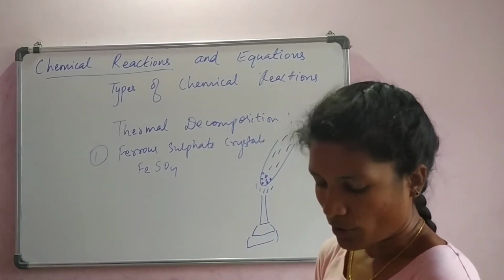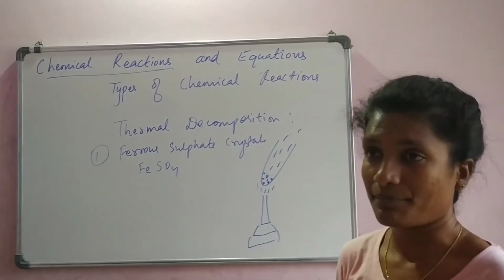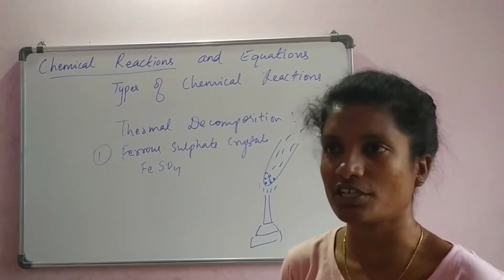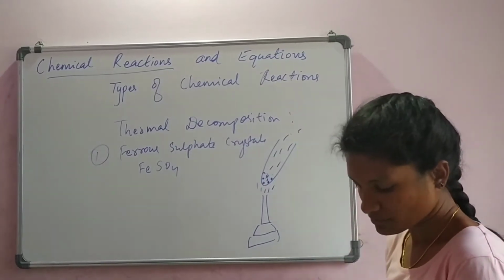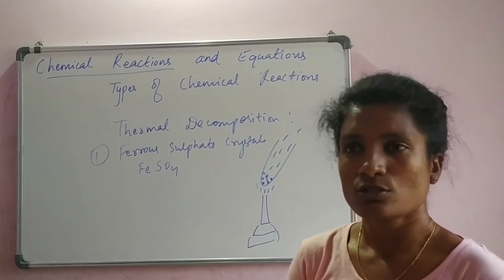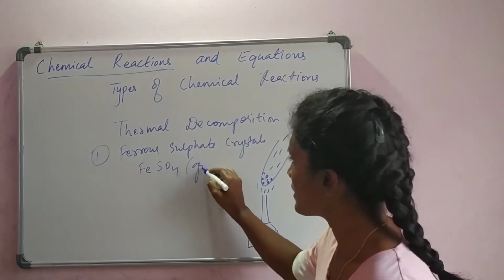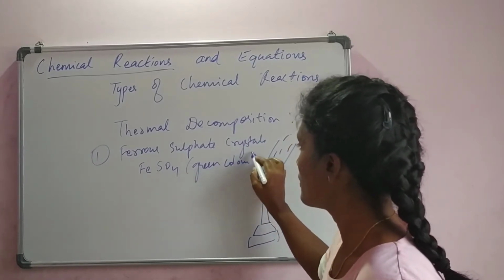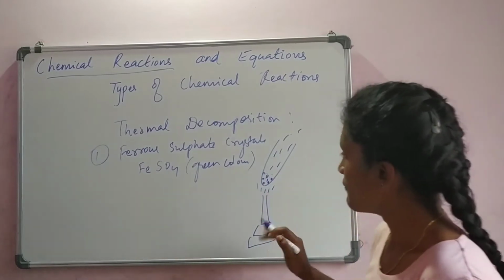Then what should you do next? Take it in a dry boiling tube. You have to take that in a test tube which is dry. There should be no water or any moisture inside the test tube. It should be cleaned thoroughly. The ferrous sulfate crystals are green in color. Many of us would not have seen ferrous sulfate, which is green in color, but it is available in chemical laboratories.